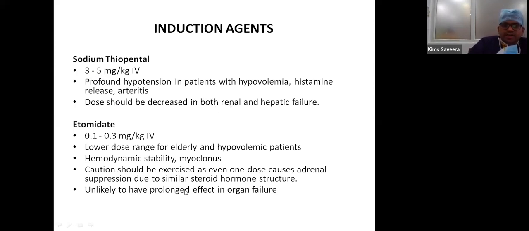And etomidate, it is 0.1 to 0.3 mg per kg IV. It is a more hemodynamically stable drug, which we use generally in ICUs and cardiac OTs. We can lower the doses in elderly and hypovolemic patients. It is more hemodynamically stable when compared to other drugs. And this causes acute adrenal cortical deficiency.